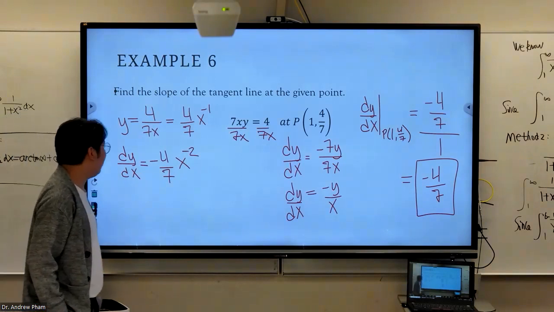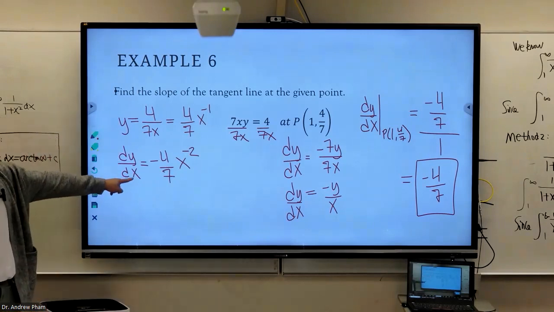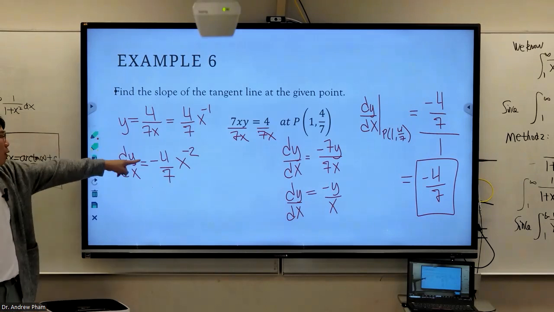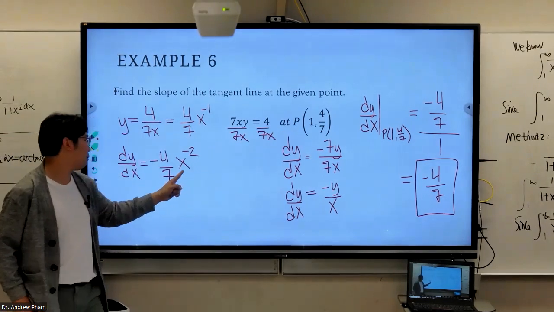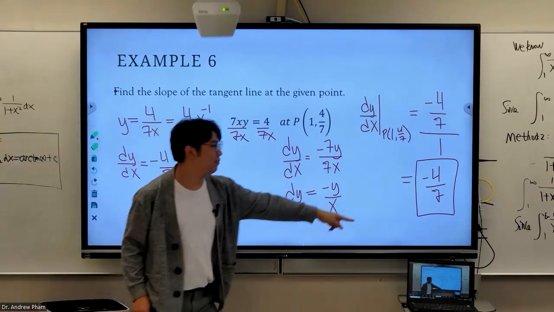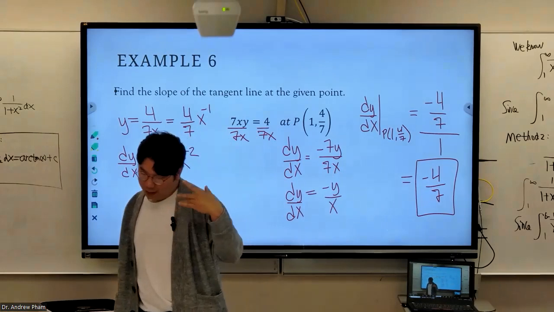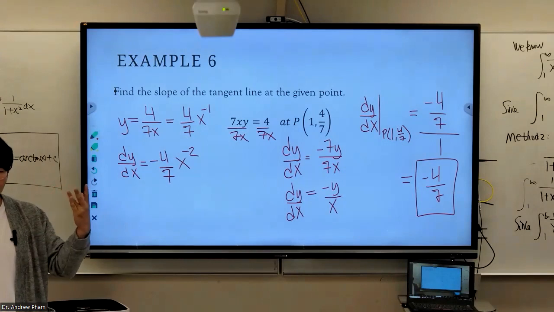All right, so I have this here. I claim that this derivative will give me the same value as my other derivative. Is that true? If I plug my point into here, do I still get -4 over 7? Yeah, if I plug in 1 for x, I get 1 to the -2nd, that's still 1. 1 times -4 over 7, I got the exact same answer. So this is to show you that a lot of times our derivatives may look different, but their values will be the same.